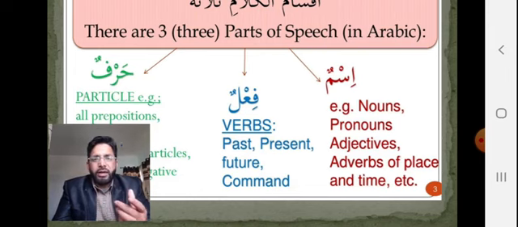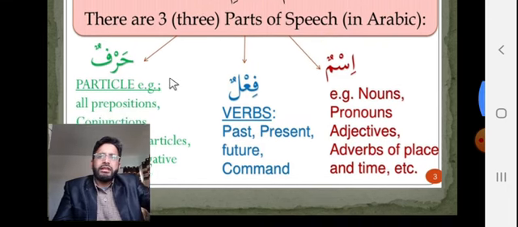Because when I say kataba, he wrote, there is tense, present time exists, and that's past. And in a noun, suppose you say waladun, boy, there's no tense at all.